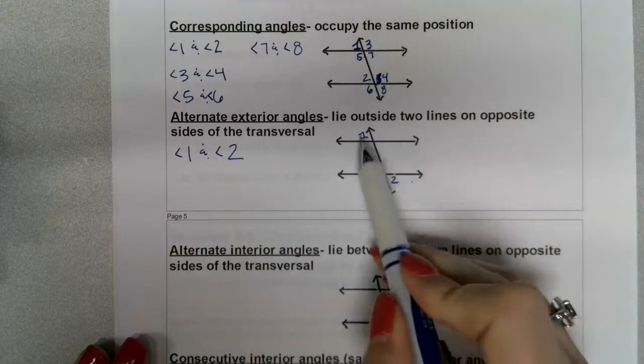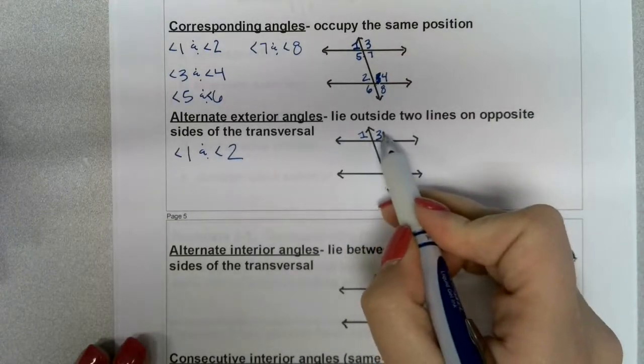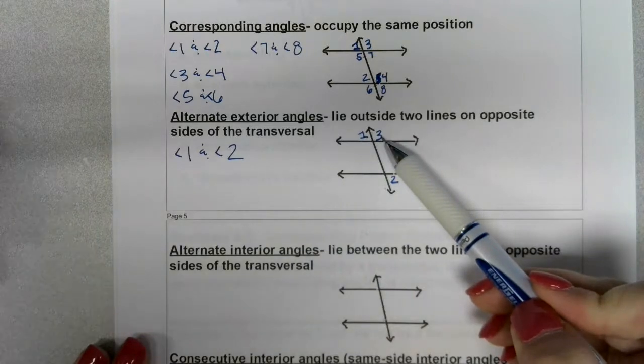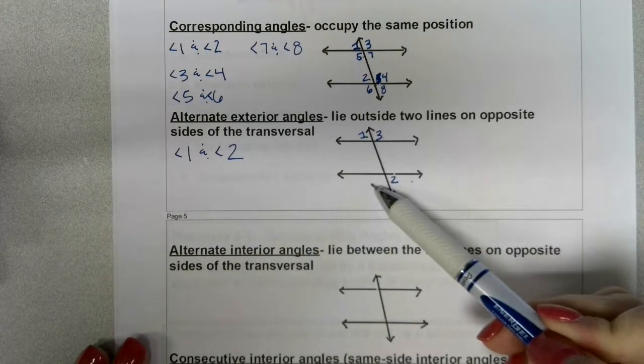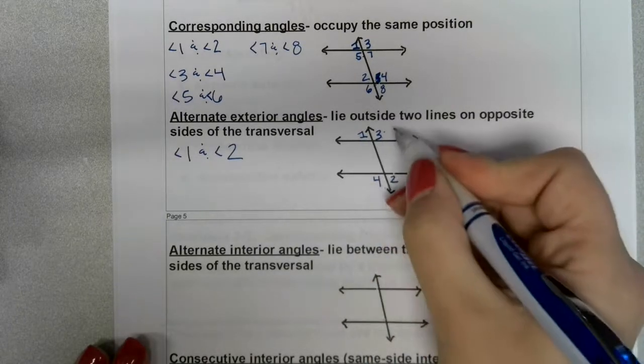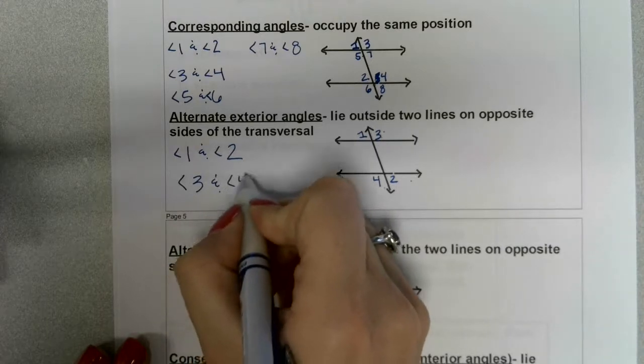I could do the same thing on the other side. If I had an angle 3, it's on the exterior to the right, okay? But the alternate exterior angle to angle 3 would have to be on the opposite side of the transversal on the exterior. So 3 and 4, those are going to be alternate exterior.